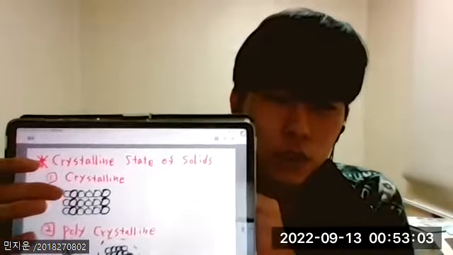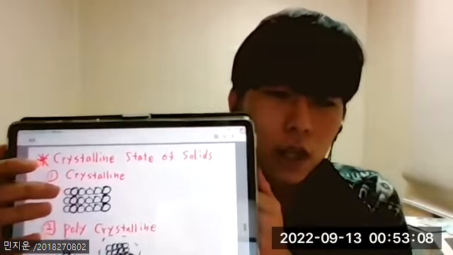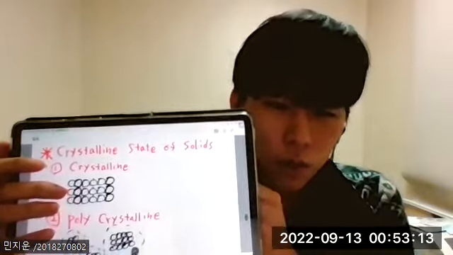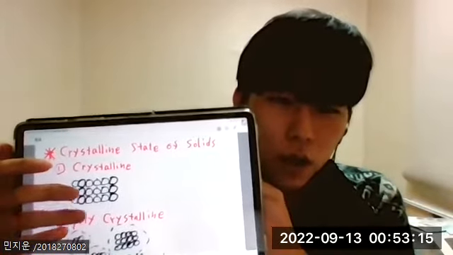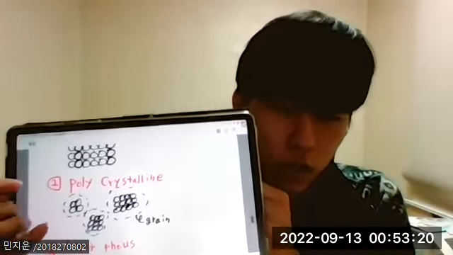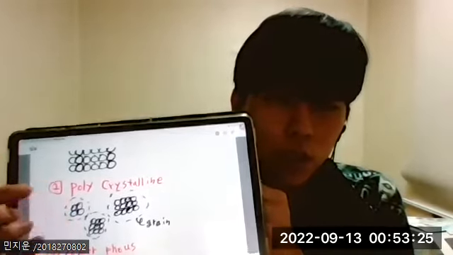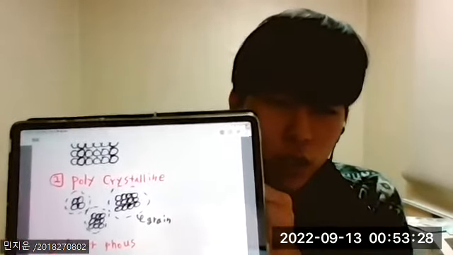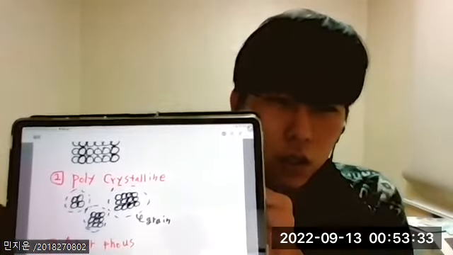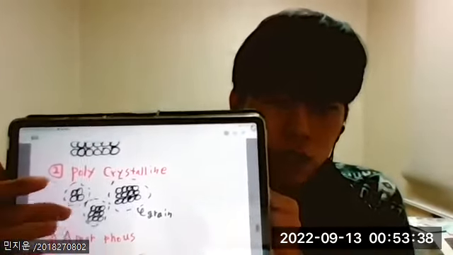Last one is three states of solid. First one is crystalline. Crystalline has no defect and has a periodic atom array. Next one is polycrystalline. This one has blocks of crystalline called grains. In the grain, there is crystalline, but outside of the grain there are defects.